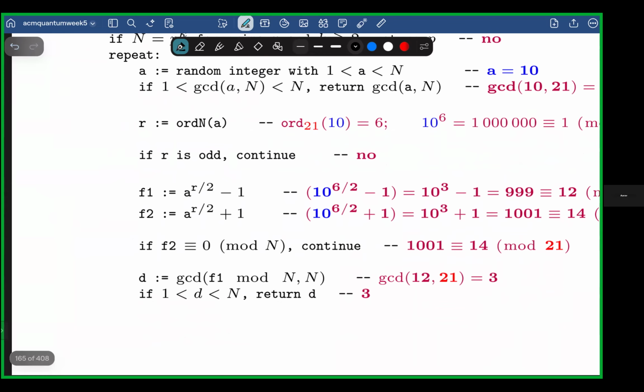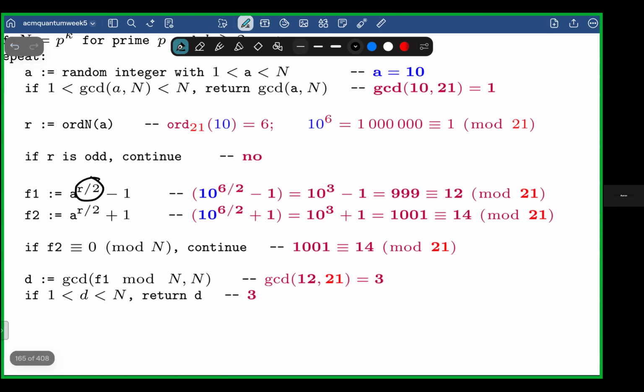So R is 6, but then for these factors, you divide it by 2 in the power. Why do you do that? Here? You have like one mod 21.